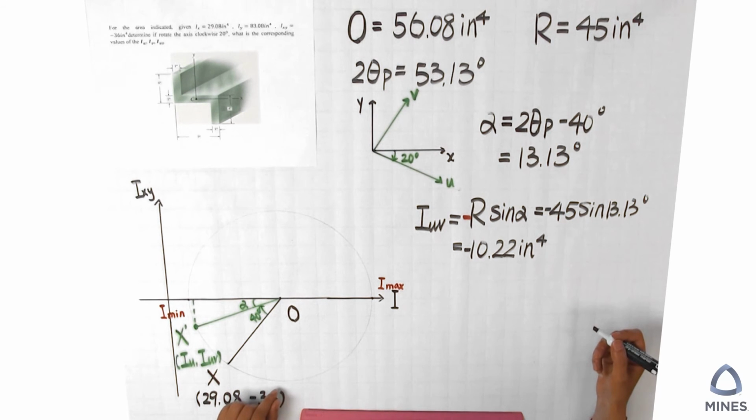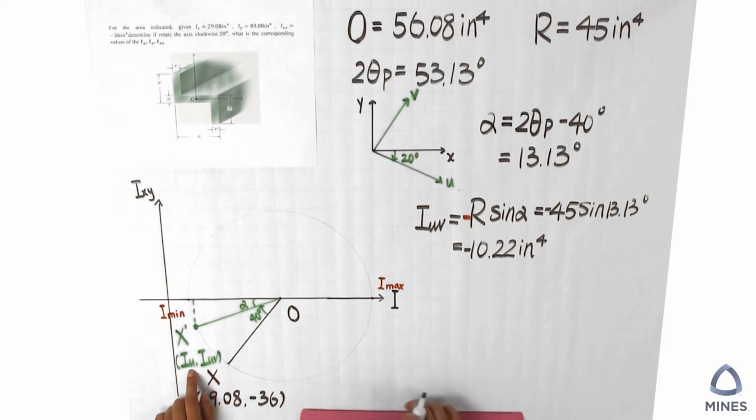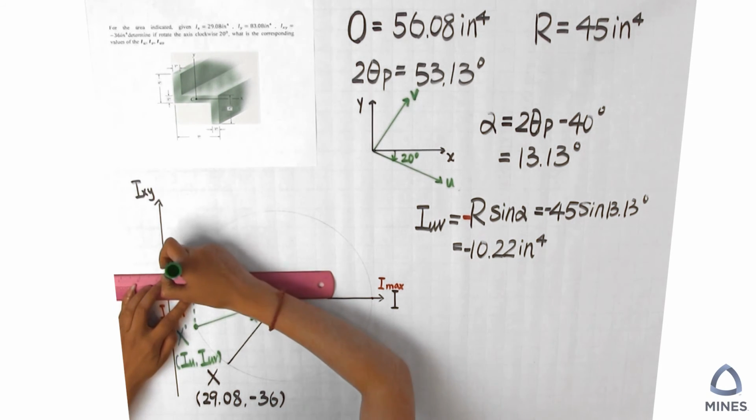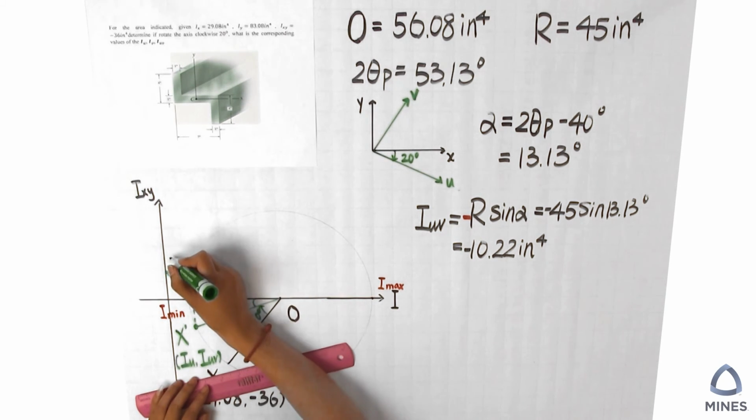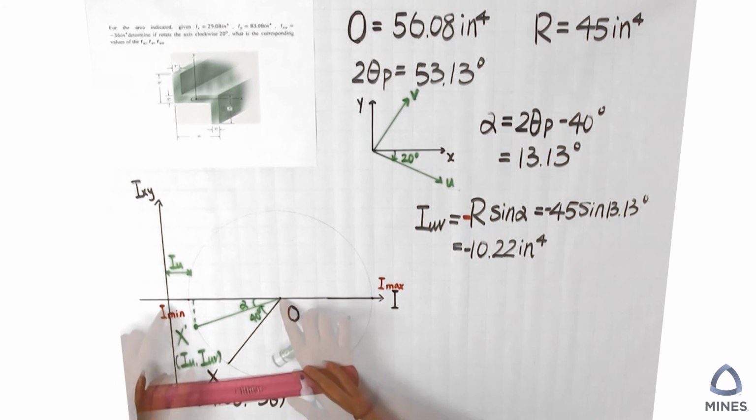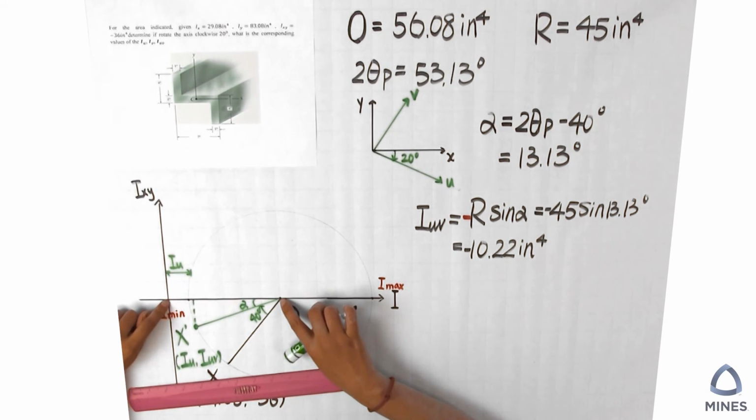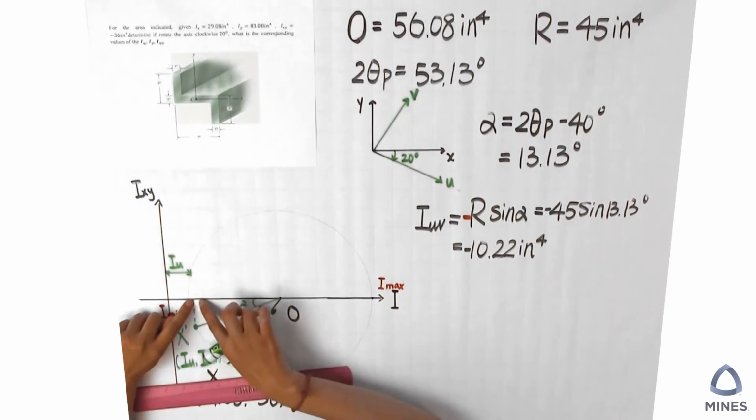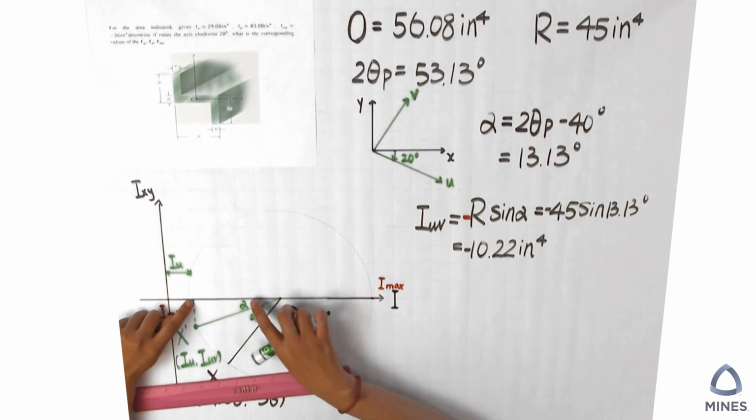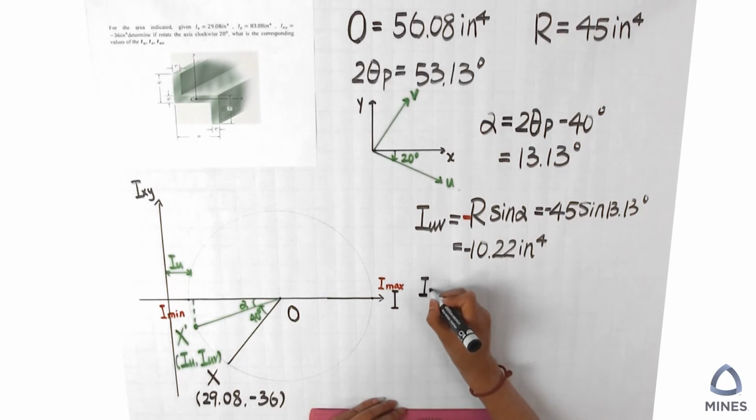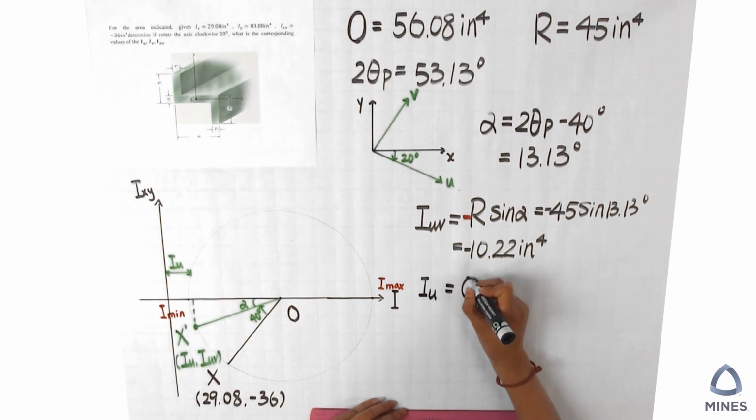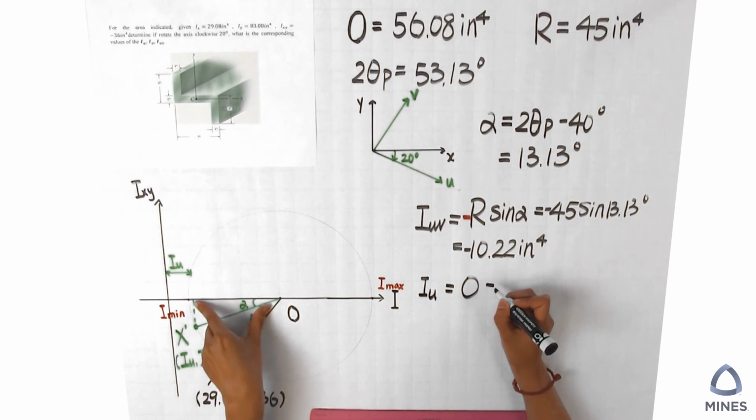Okay, so now what we have to do is find the IU. So what is the definition of the IU? It means that from the origin to this point, this is going to be the IU. So take a look at the geometry. From the origin to the center of the Mohr circle, if we take off the base of this green triangle, that's going to be IU. So which means IU is the center of the Mohr circle minus the base here.